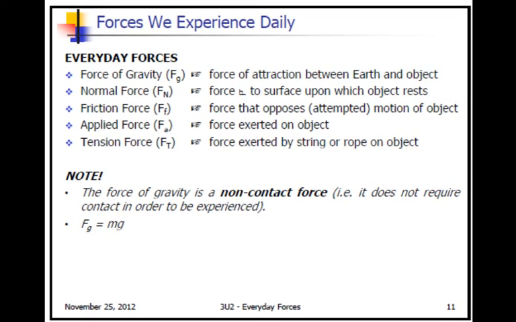Fg is the force of gravity. It's the force of attraction between the Earth and an object. Fn is the normal force. It's the force that's perpendicular to the surface on which the object rests. Ff is a friction force. It's the force that opposes attempted motion of an object. Fa is the applied force. That's the force exerted on an object. And if an object is attached to a string or a rope or some other type of device that might have some tension to it, Ft is the tension force. That's the force exerted by a string or a rope on an object.